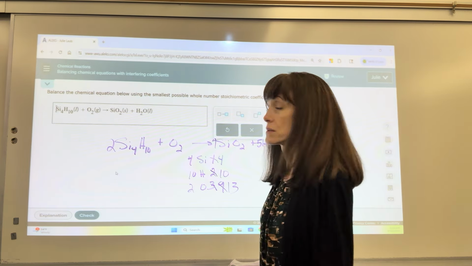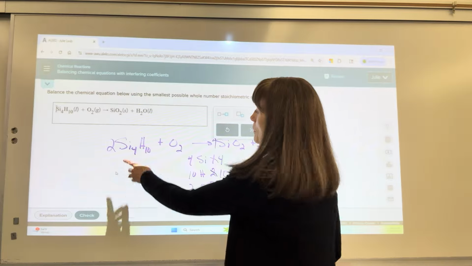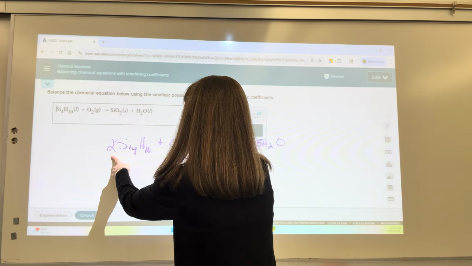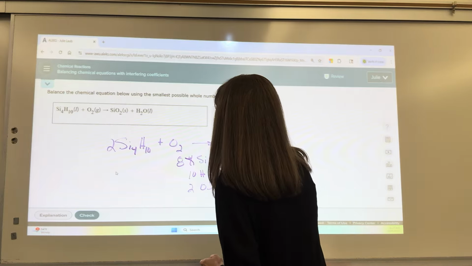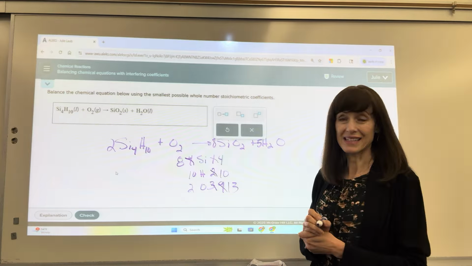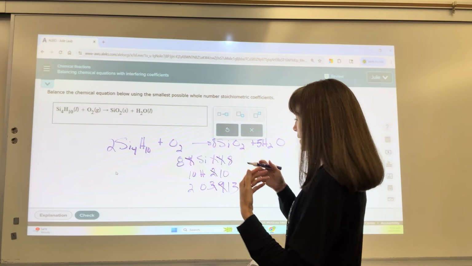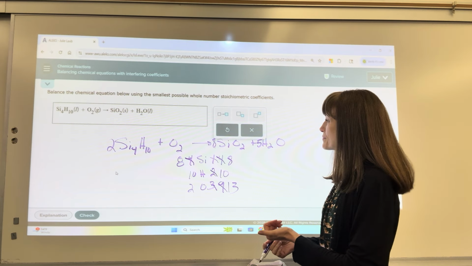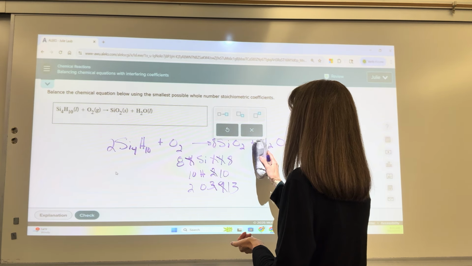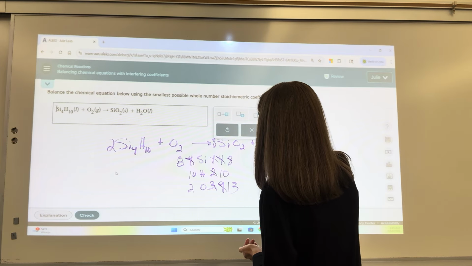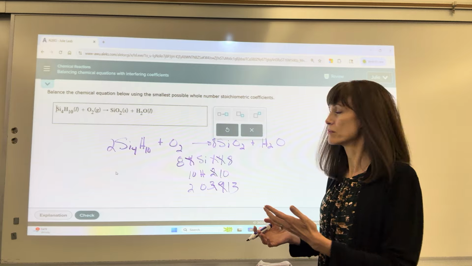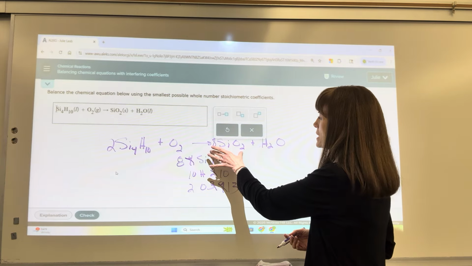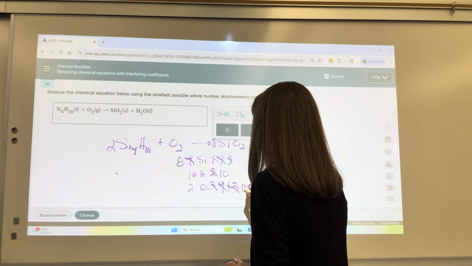I put a 2, so let's start over. I put a 2 here. That means I have 8 silicon. So I'm going to come here, and I have to change that coefficient to an 8. Now I have 8 silicon. When I did that, it changed my oxygen. I'm going to go ahead and erase this 5, because we won't use that 5 anymore since I changed that to a 2. Let's see how many oxygen we have. 2 times 8 is 16, plus 1 is 17.